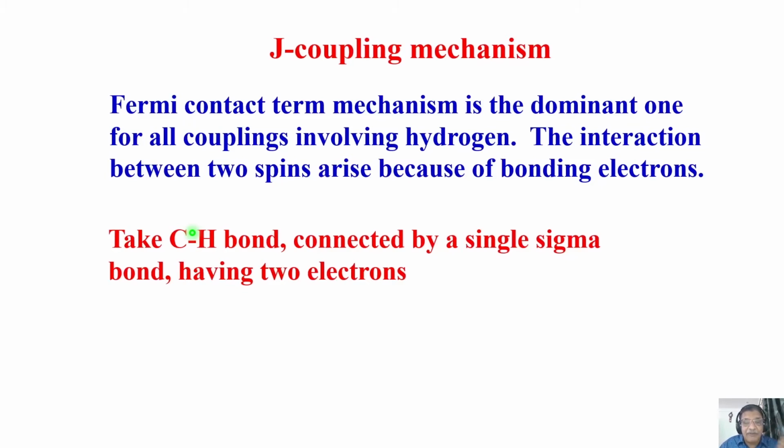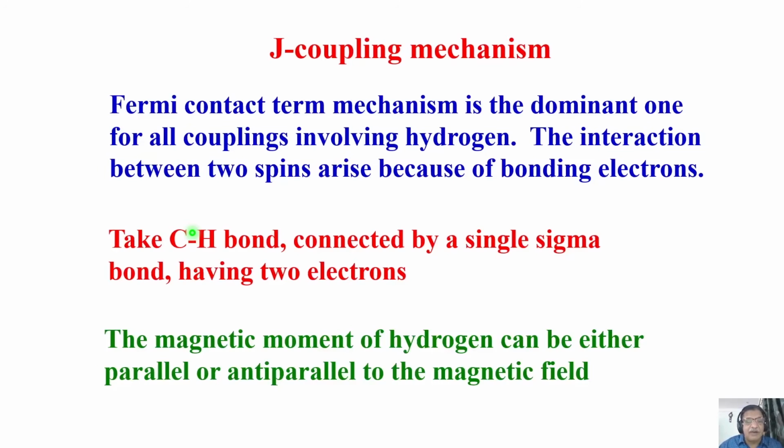Now, it must be connected by a sigma bond with two electrons. That's the CH bond we are considering. When we consider a CH bond, it is connected by a single sigma bond. Okay. And I am taking an isolated CH bond. Forget about what other things are attached to this carbon, this proton. I'm not bothered. Just for understanding purposes, I am taking a CH bond. It has a single sigma bond with two electrons. That's well known in chemistry.